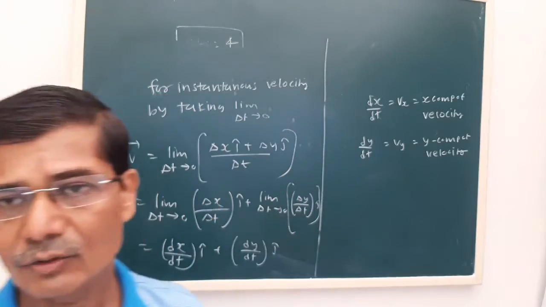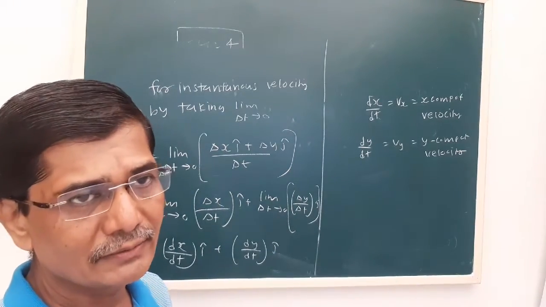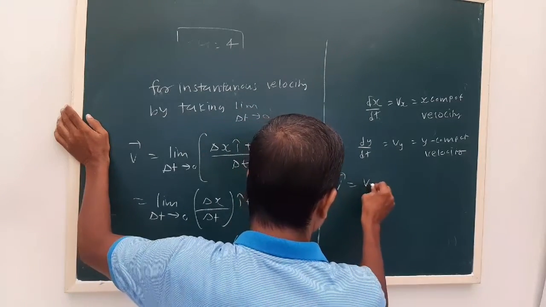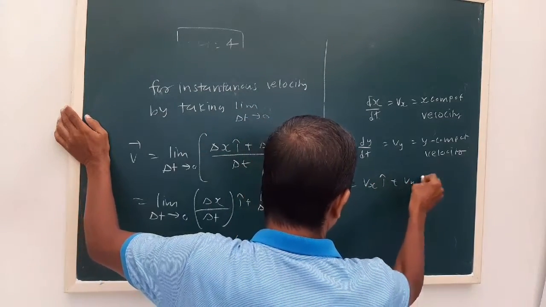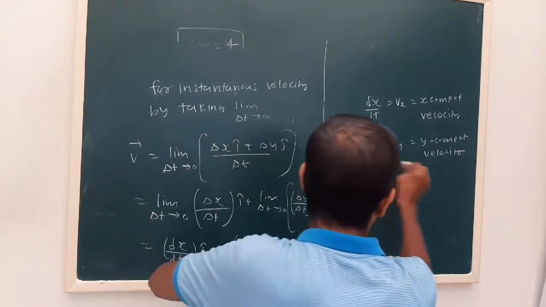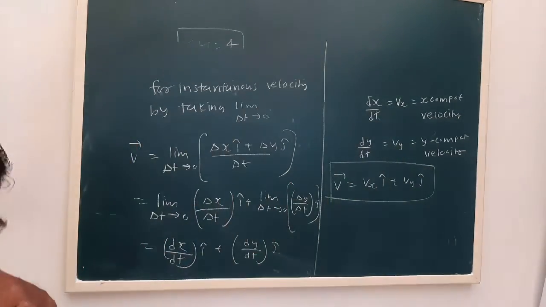We are familiar now that velocity is a vector quantity. It has components, so we can write velocity in terms of its x component and y component. See, v is equal to vx i plus vy j. So this is the formula for the instantaneous velocity.